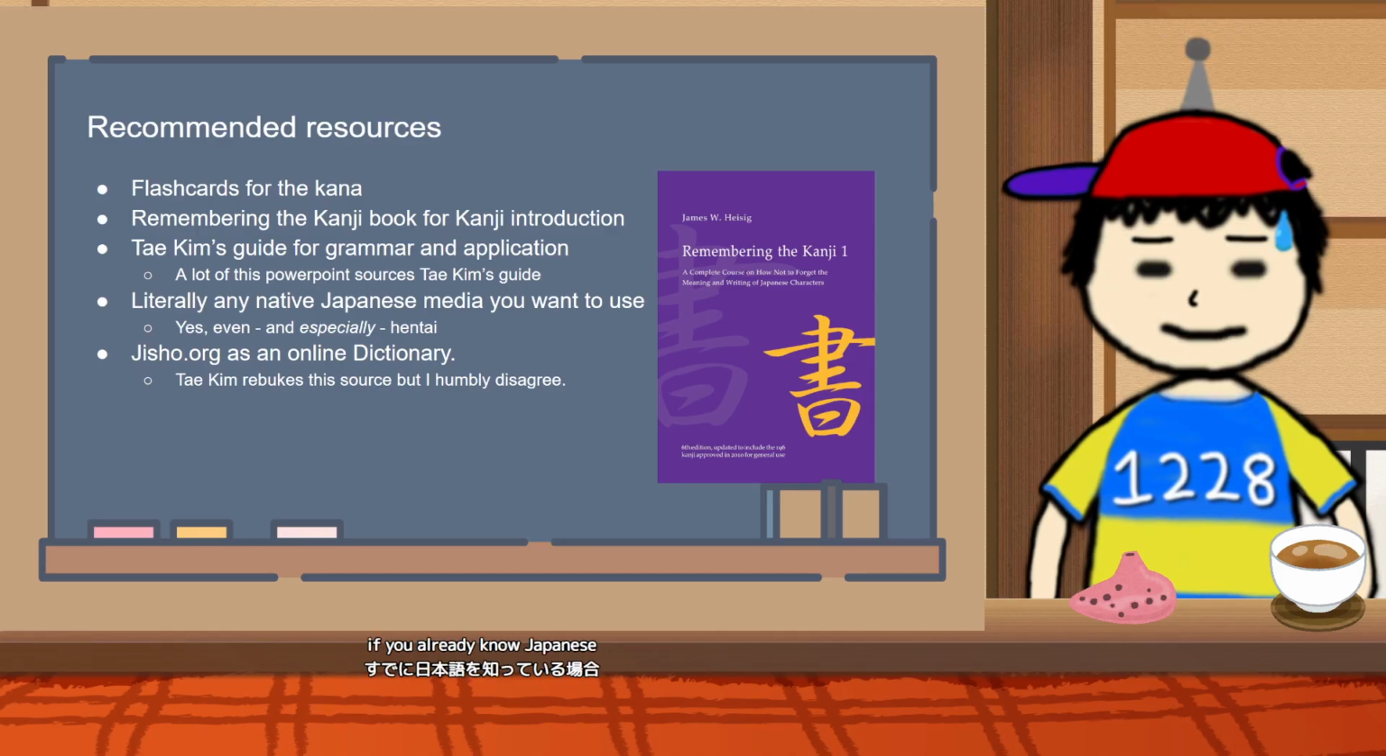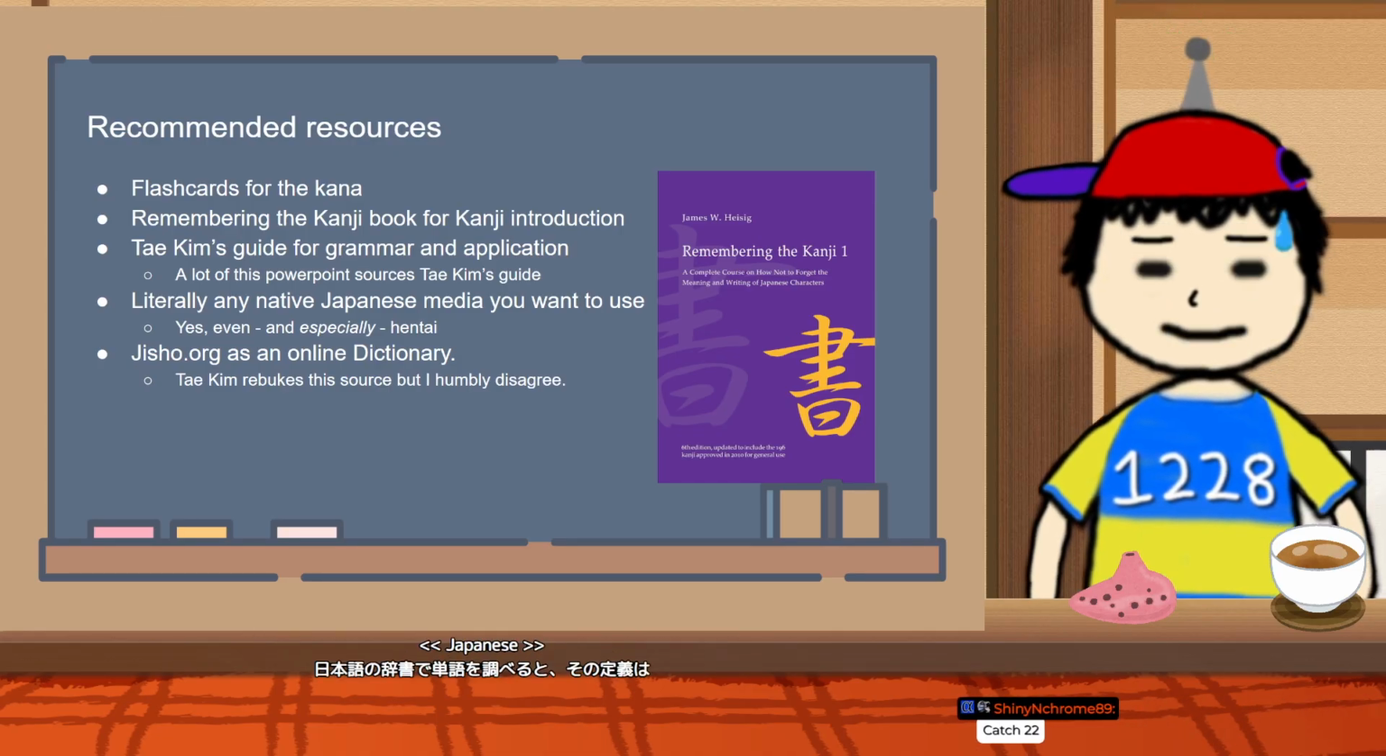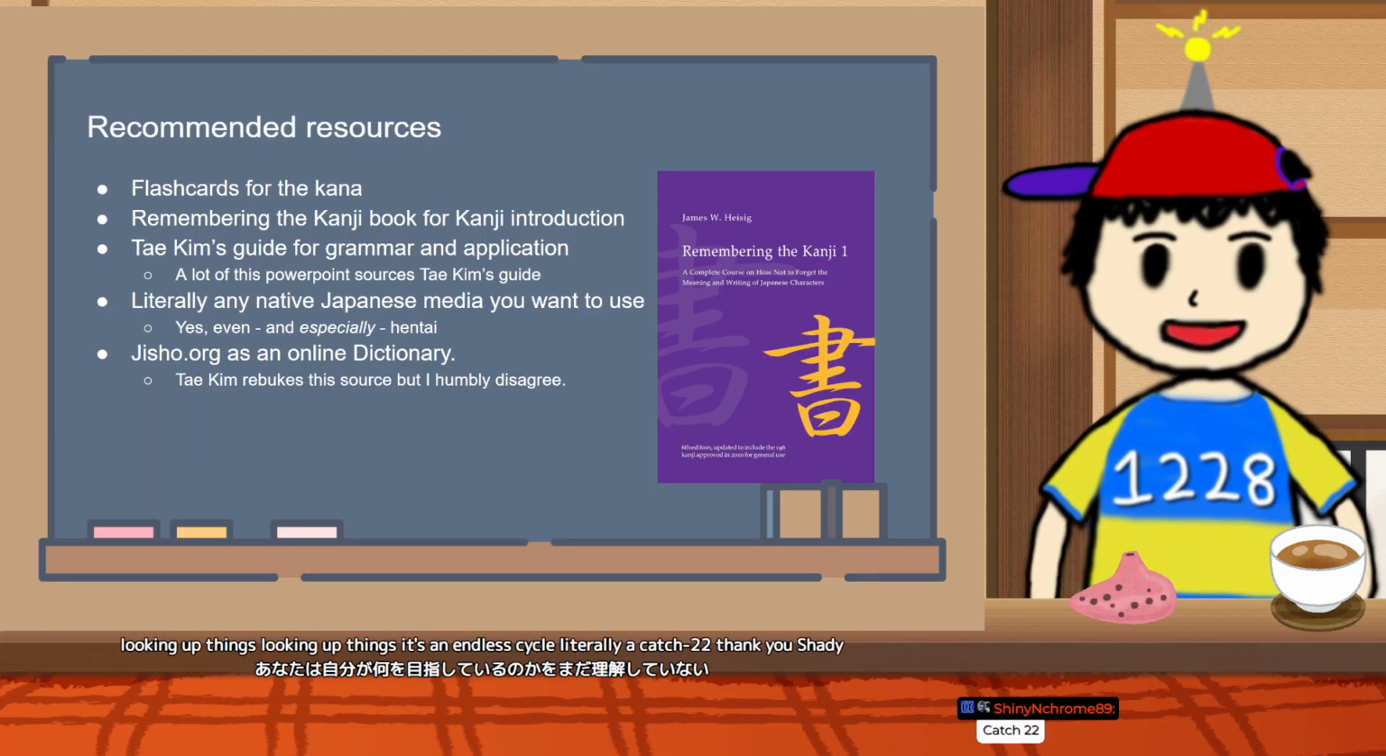A very common criticism of that belief, while decent on paper, is that if you look up a word in a Japanese dictionary in Japanese, the definition will be in Japanese. Great! You need to be able to understand that Japanese definition in order to understand the word you were looking up. And if you don't already understand what you're going for, you're gonna keep looking up things. It's an endless cycle. Literally a catch-22. Thank you, Shiny.